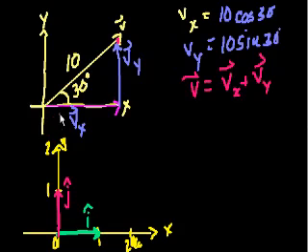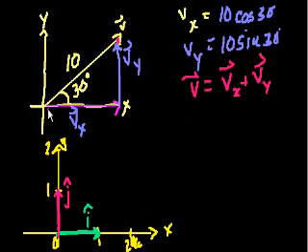So that's the vector. Can we define v sub x as some multiple of i, of this unit vector? Well, sure. V sub x completely goes in the x direction, right? But it doesn't have a magnitude of 1. It has a magnitude of 10 cosine of 30 degrees.